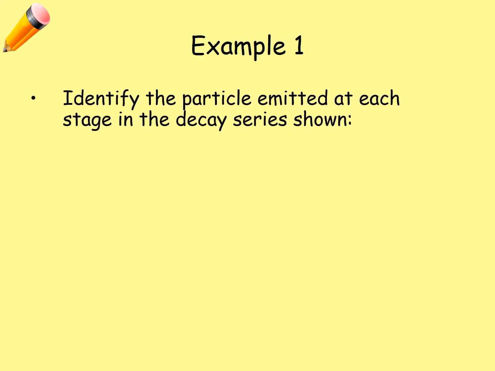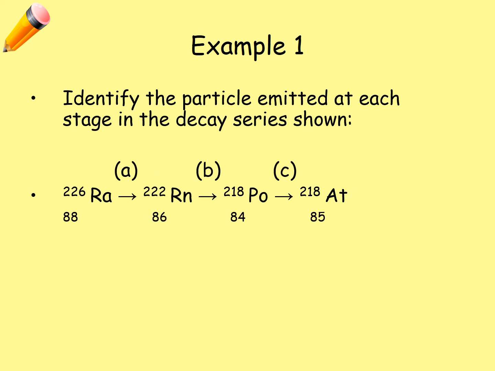Example 1. Identify the particle emitted at each stage in the decay series shown. So here we have nuclear radium decaying to radon, polonium, and actinium. If we have a look at the first decay, the atomic number is down by 2, which means that alpha decay must have taken place. We can also see that the mass number has reduced by 4, giving further indication of this.